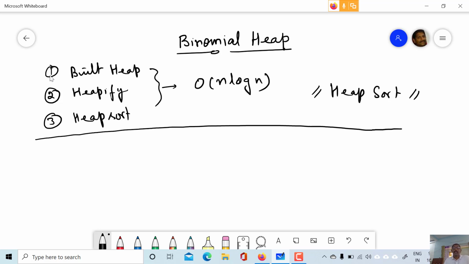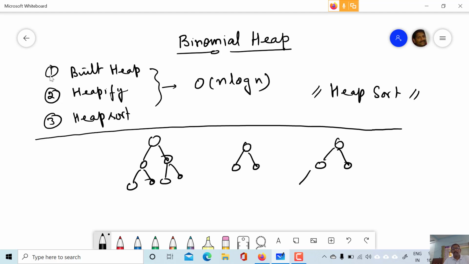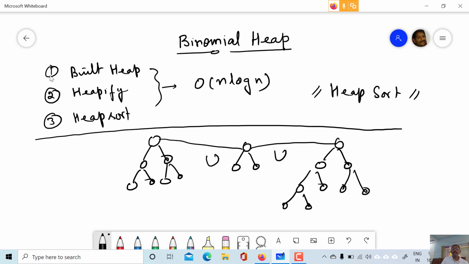The case is that suppose there are so many heaps. Just like this is one heap, suppose this is another heap, and this is another heap. So if we want to unite all these heaps, in that case heap sort is not so good. The running time in this case is only order of n, and in this way the running time complexity gets decreased.